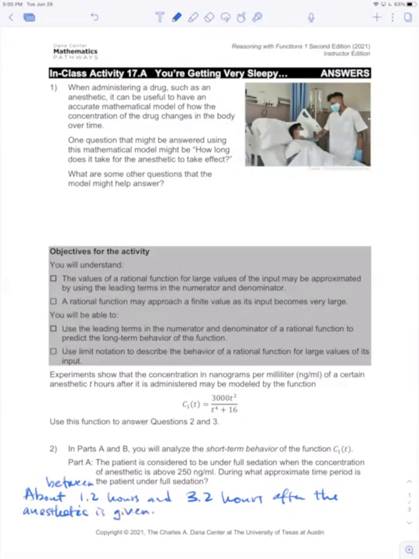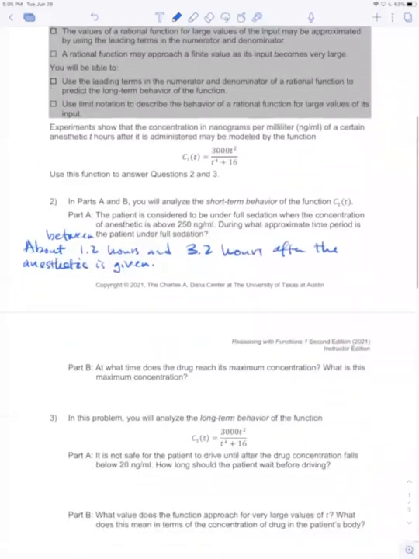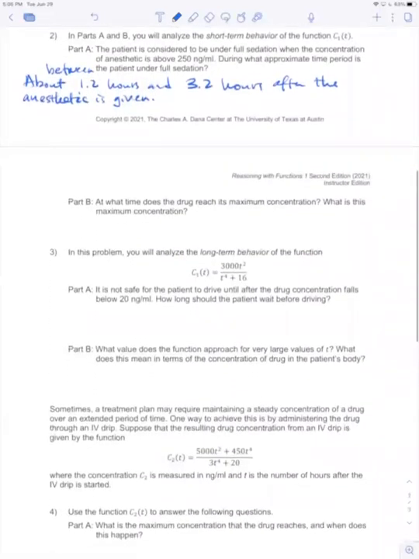All right, let's go to part B. Since we're still in question 2, I'll leave question 2 at the top of the screen here. Part B says, at what time does the drug reach its maximum concentration? And what is this maximum concentration?